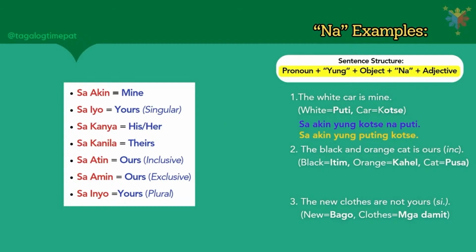All right, number 2, the black and orange cat is ours, inclusive. Black is itim, orange is kahel, cat is pusa. It would be, sa atin yung pusa na itim at kahel. Sa atin yung pusa na itim at kahel. Remember, if you have more than one adjective, it's just the word at. That means and. Now, the alternative way to say this would be, sa atin yung itim at kahel na pusa.